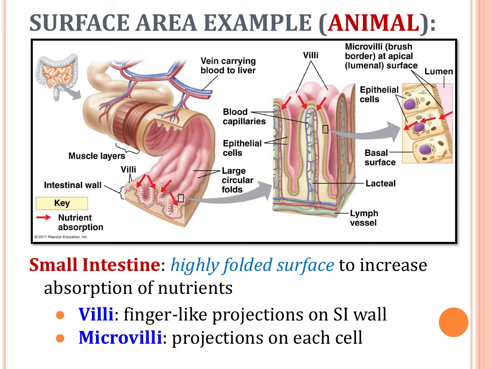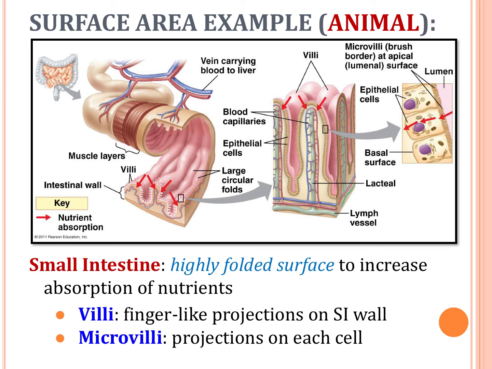Now let's talk about a couple of real-life examples of why it's important to have increased surface area for cells, so that tissues and cells can have the proper function, what they're meant to do. One great example for animals is taking a look at the small intestine here. You can see that the intestinal wall has a lot of folds and wrinkles. So right there you're getting an increase in the surface area, so it's a highly folded surface.